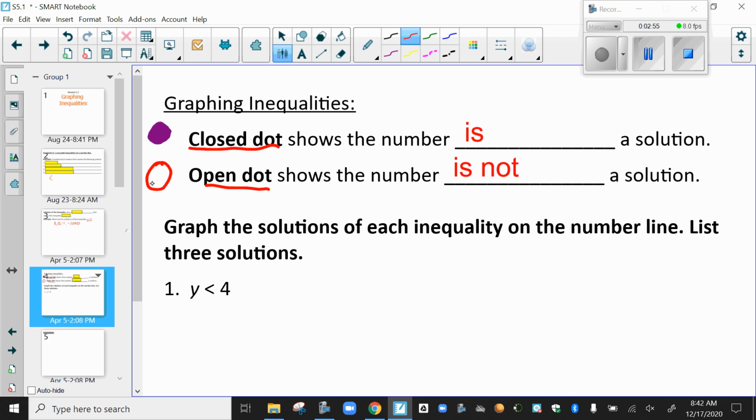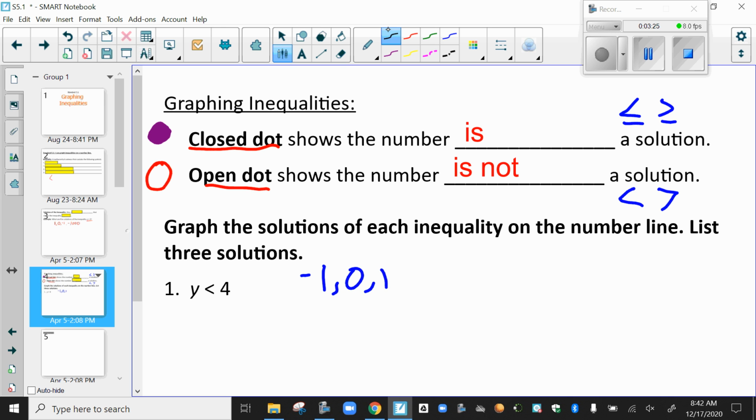All right? So a closed dot is going to come when we use signs like less than or equal to, or greater than or equal to. An open dot's going to go with less than or greater than. All right? That's how those go. Graph the solution of each inequality on the number line. First, list 3 solutions. 3 solutions for y is less than 4 might be -1, 0, and 1. Those are 3 solutions that would work for y is less than 4.